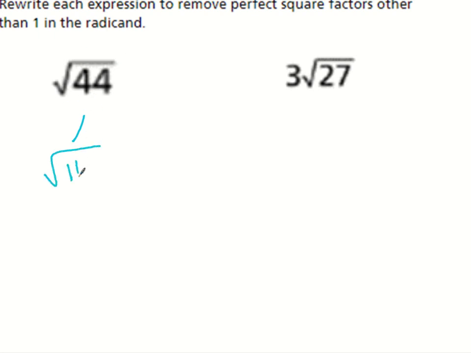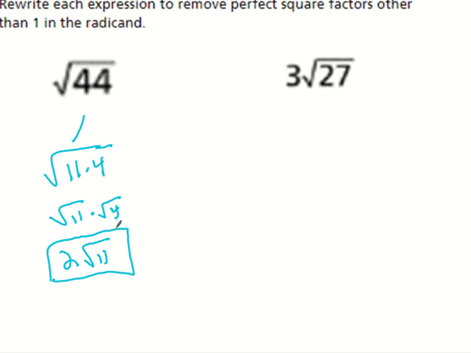And that would be 11 and 4, because the square root of 4 is 2. So this is really 11 times the square root of 4, which is 2 times the square root of 11. Because the square root of 4 is 2, I always write that in front of the radical. So therefore I have 2 times the square root of 11 as my final answer. So this is a simplified and rewritten expression of this original square root.